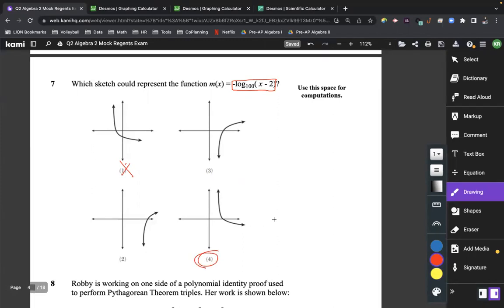Because it's going top down, it's not circling up like this, and it's not facing that direction. That turning point is over by the x-axis, not like that. So the answer is 4 for number 7.